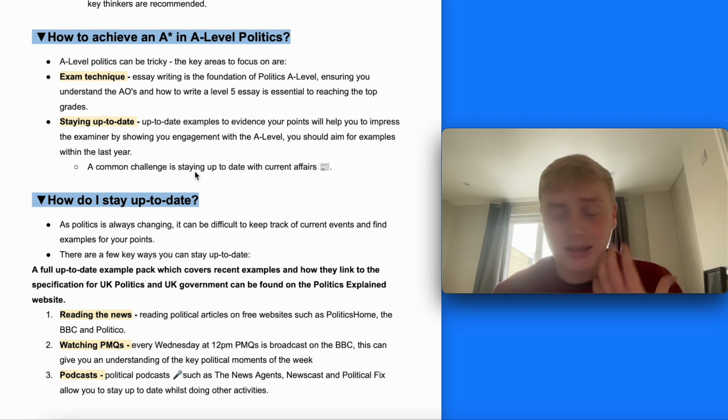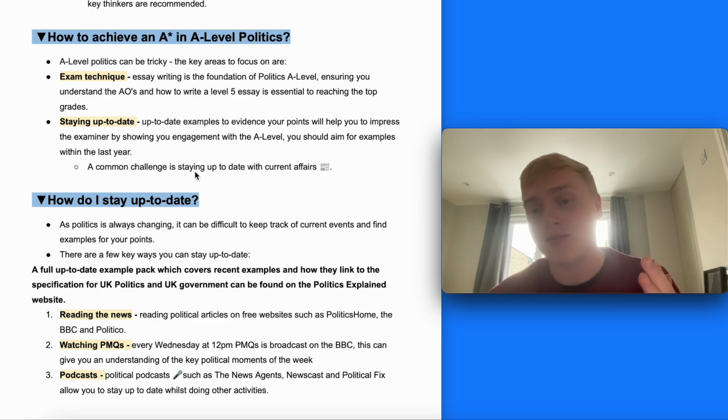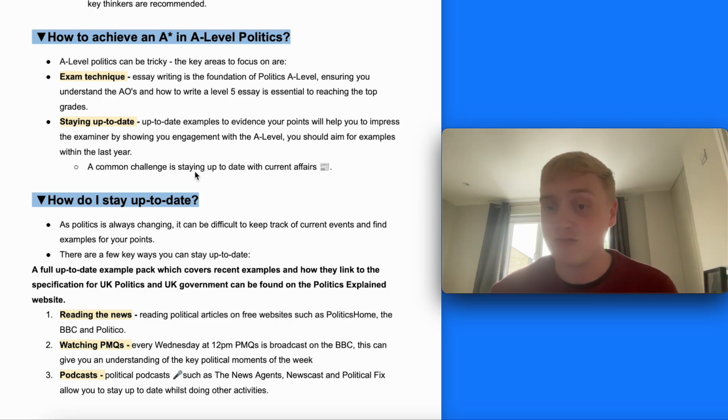It's really about getting down that essay technique, and when you're revising throughout the 2 years of your A-level, you need to be doing writing at every stage. You can't just be reading through notes and do a bit of writing every here and there. You need to be practicing your writing, and that's how you're going to push up to the A-star.